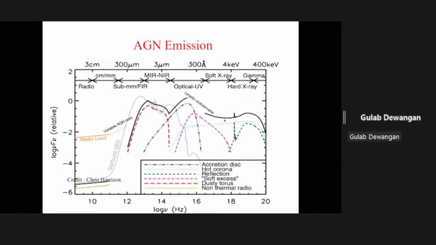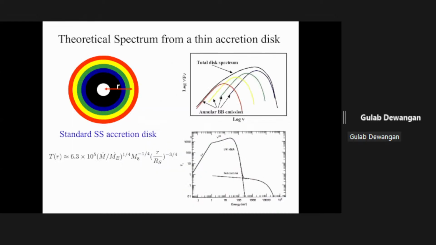So first of all, this big blue bump component in the optical UV is thought to arise from the accretion disk. The main process giving rise to the high luminosities of AGN is the accretion process, in which the central supermassive black hole is accreting material from the host galaxy.